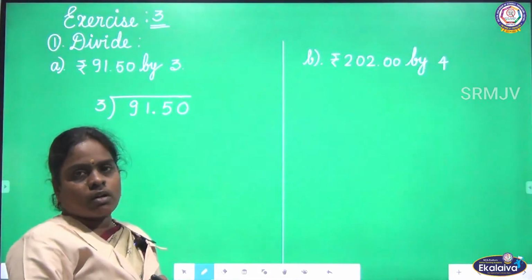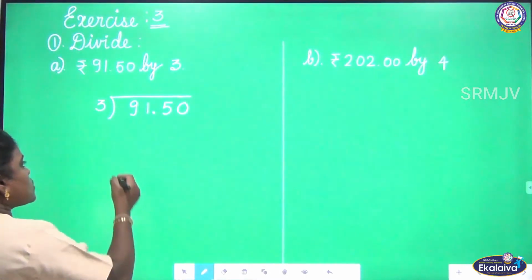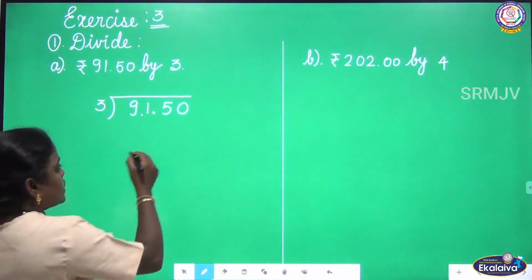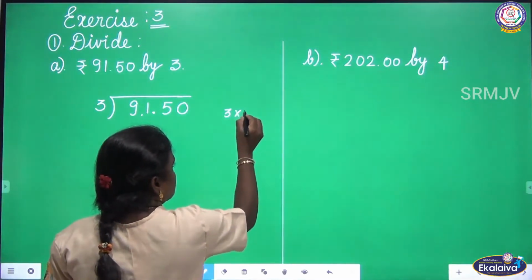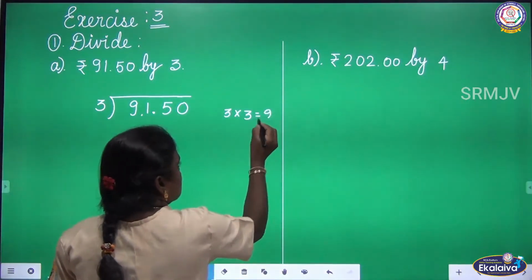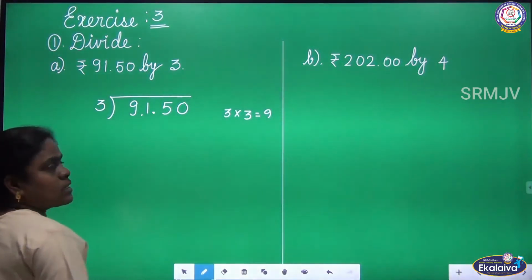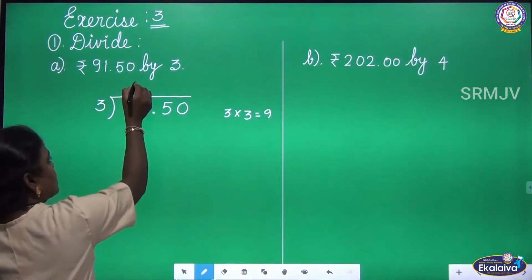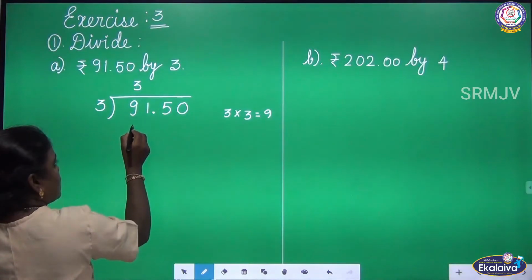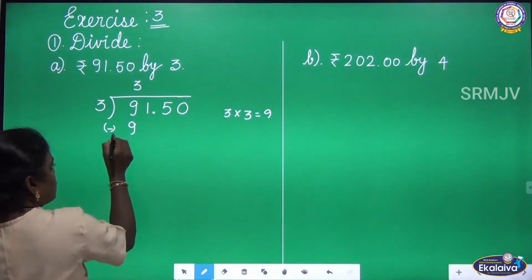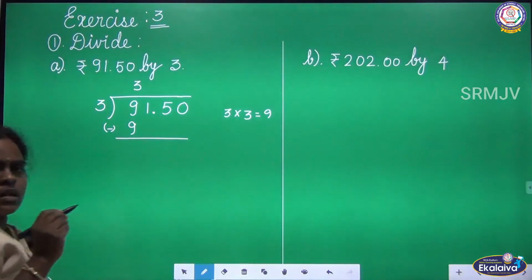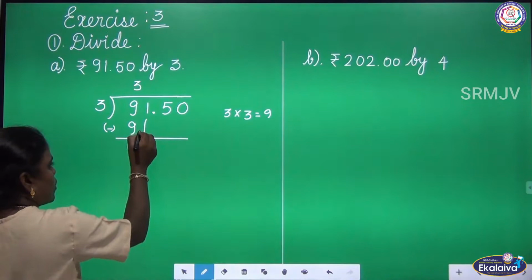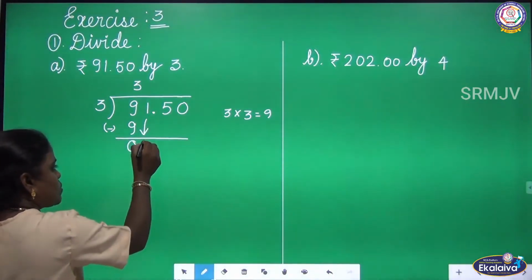So we are going to do the division in the normal way. So here we have the digit 9. Yes, in the 3 table we can get 9 the third time. So 3 times 3 is 9. So we are going to write 3 in the quotient, 9 below the number. So now subtract the numbers. 9 and 9 will get 0. So now we are going to take down the next digit, it is 1.